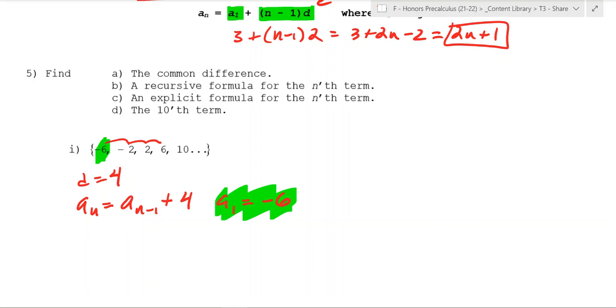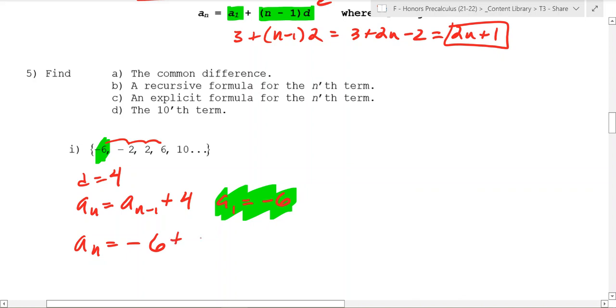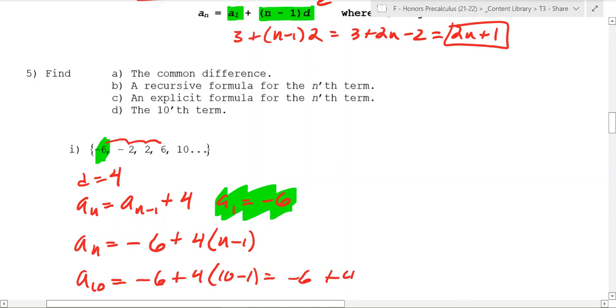And then it's asking you after that for an explicit formula. For the explicit formula, that's going to be an is equal to the first term, -6, plus 4, the common difference, times n minus 1. Put the 4 in front, it doesn't have to be in front. And then fourth, it says find the 10th term. So a10 is going to be -6 plus 4 times 10 minus 1. -6 plus 4 times 9. So -6 plus 36 is equal to 30.